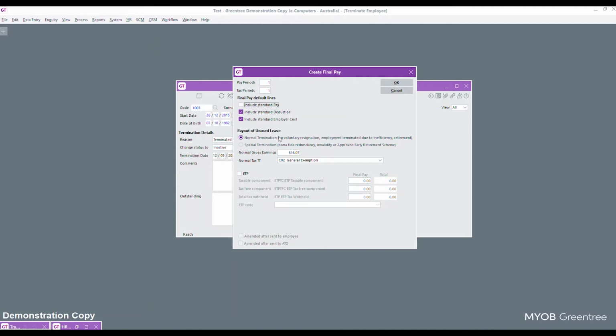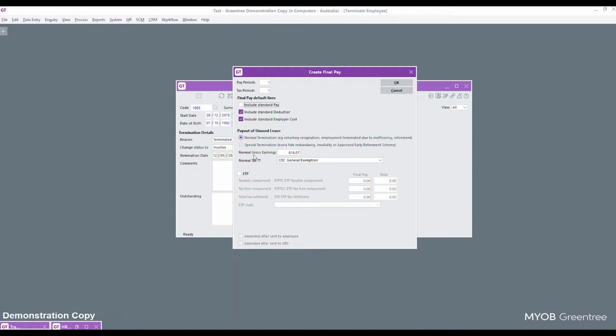This next section, payout of unused leave. This is how the taxation on any unused leave is made. The decision is made in the system. So on a normal termination, it is set up to do a calculation in the background to ensure that the marginal tax calculation is done as per the ATO.